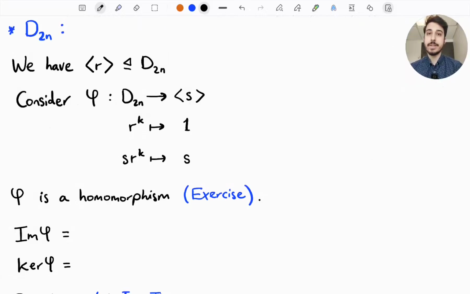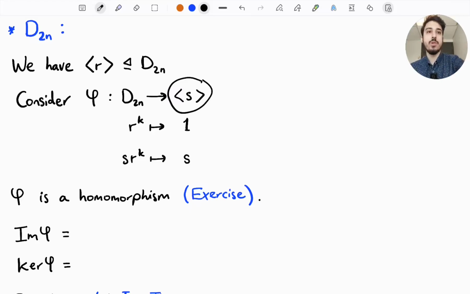Let us now consider an example in the dihedral group D2N. We have the normal subgroup, which is the subgroup generated by the rotations R. This is a normal subgroup of D2N as we've previously seen in lesson 14. We consider now the homomorphism taking an element from the dihedral group D2N and giving us an element in the subgroup generated by S. Remember, the subgroup generated by S is simply the cyclic group of two elements, 1 and S.